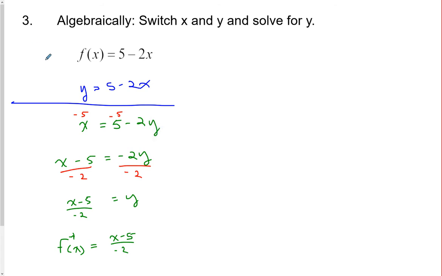Okay, so those are my 3 ways. Those are the 3 ways you need to be able to do this inverse stuff. You need to be able to switch the values in your table of values. You need to be able to, on a graph, draw the mirror image using points or just by figuring out how far it would be on the other side of the line. And third one is algebraically. Switch your x and y values and then solve for y. Okay, I want to try a couple examples and then we're going to do some practice on this.